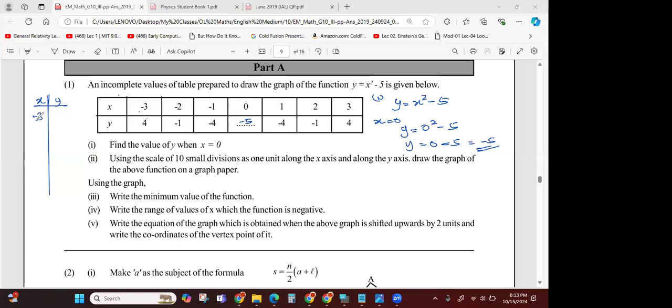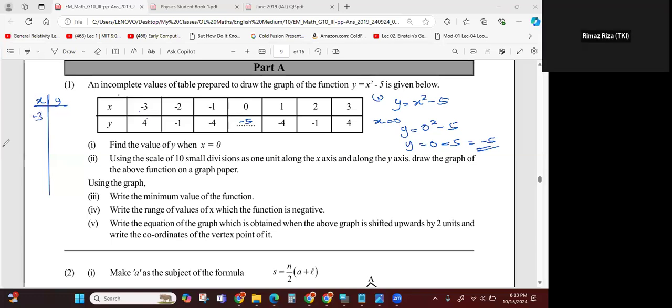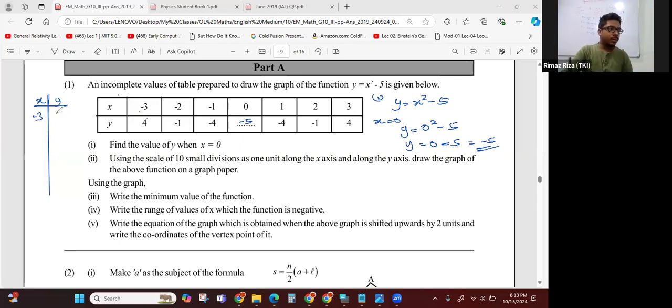So when x equals -3, y equals 4. When x equals -2, y equals -1. When x equals -1, y equals -4. When x equals 0, y equals -5. For 1, 2, 3, the corresponding values are -4, -1, +4.